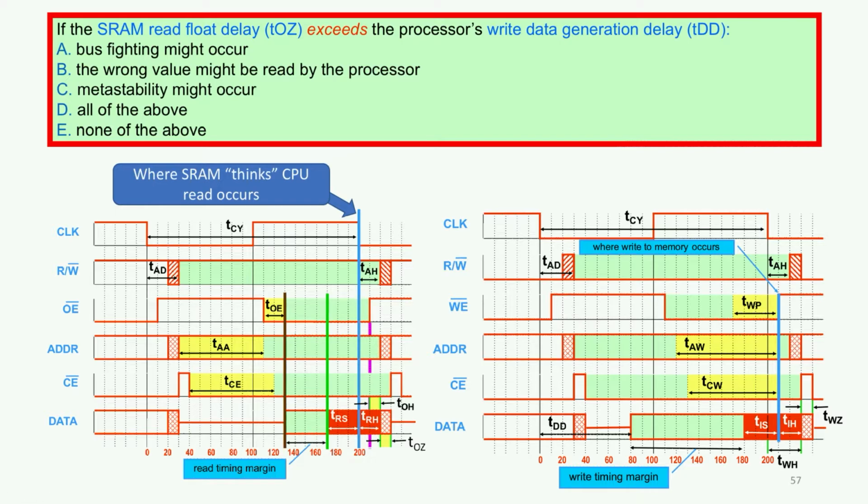So we're going to have two actors, the CPU and the SRAM, trying to drive the data bus at the same time, which is going to cause this fighting. That is the answer.